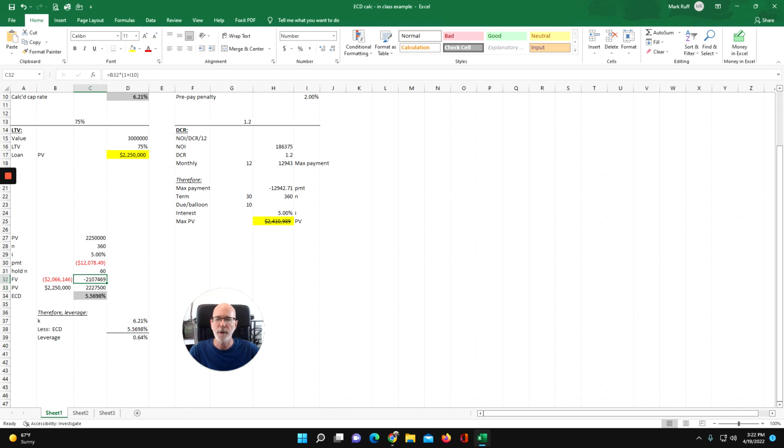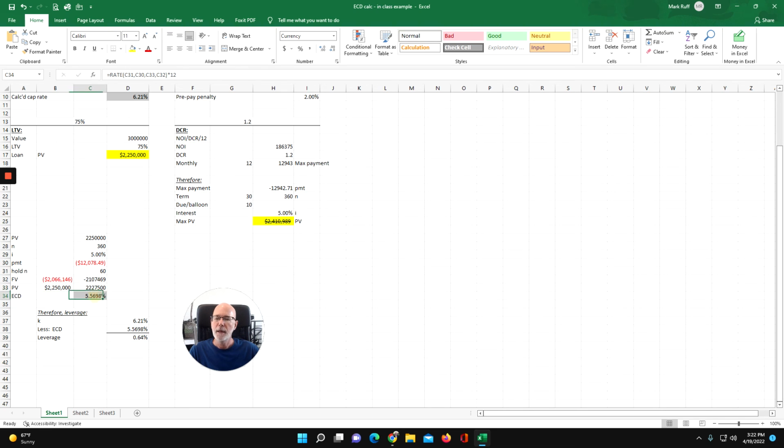My total payoff, including the prepay, is going to be greater than my 60-month hold payoff because I'm paying it off early. The bank's going to hit me with a 2% prepay. I also know that my funded loan amount here of 2.25, if I impute the point, has to be 99% of this face present value.